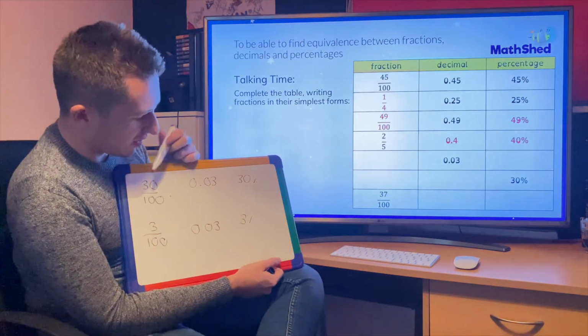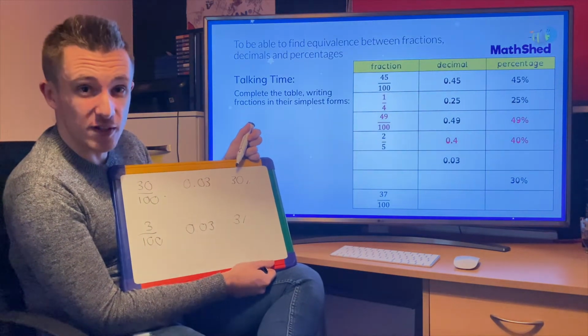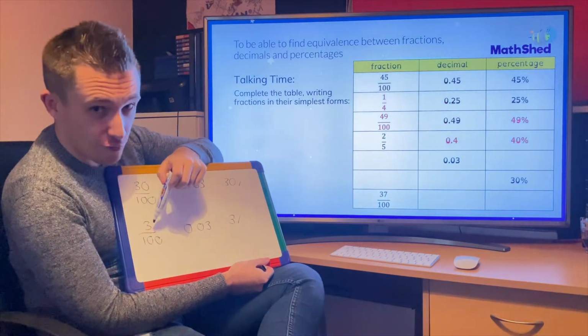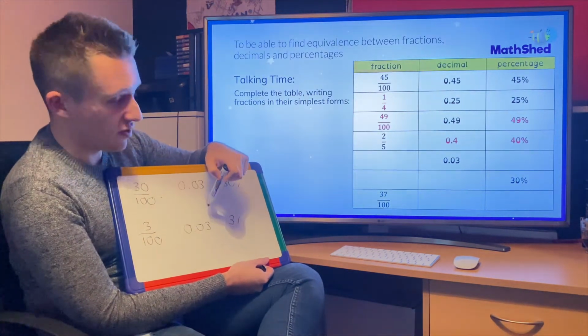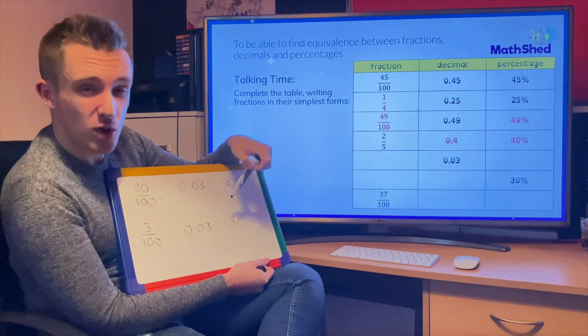The top one is 30 over 100 is the same as 0.03, is the same as 30%. And then the bottom one here, I've got 3 over 100 is the same as 0.03, is the same as 3%. Which one do you think is the correct one?